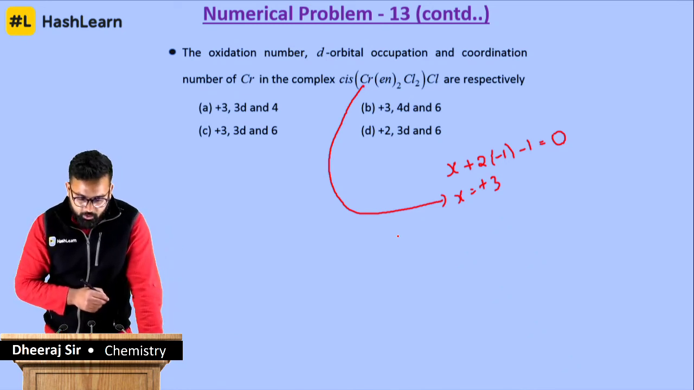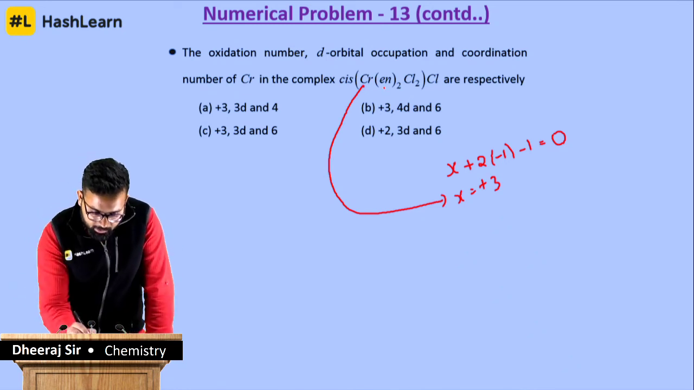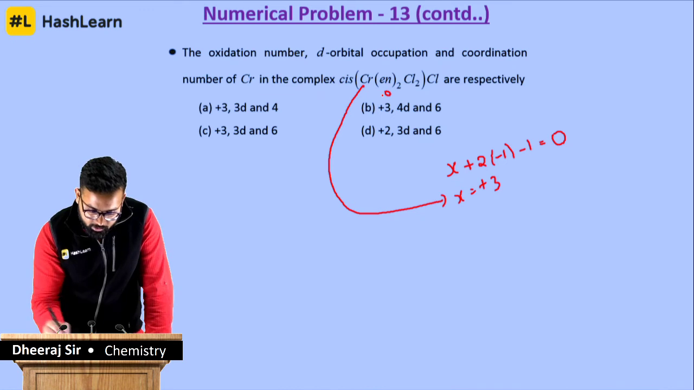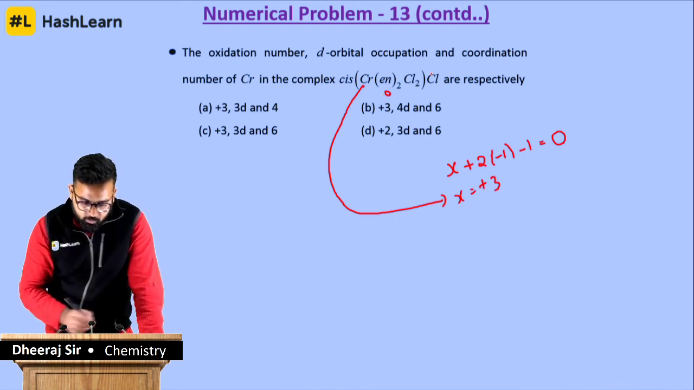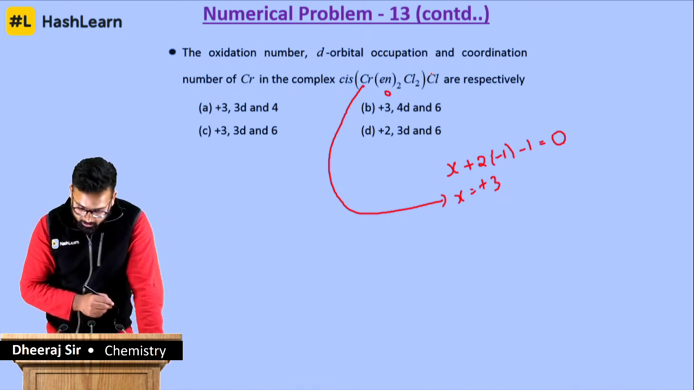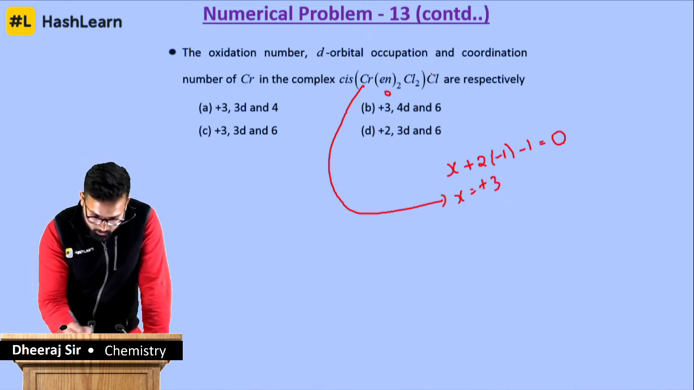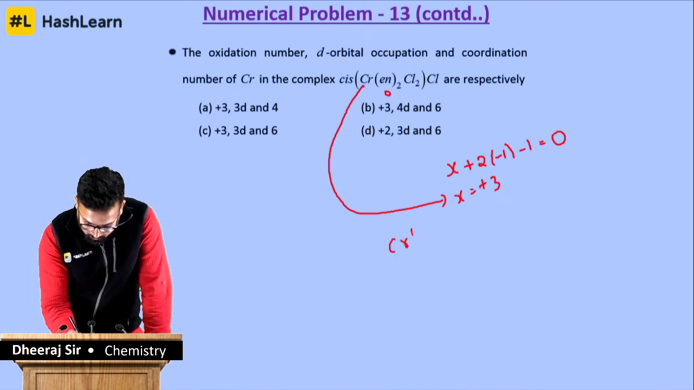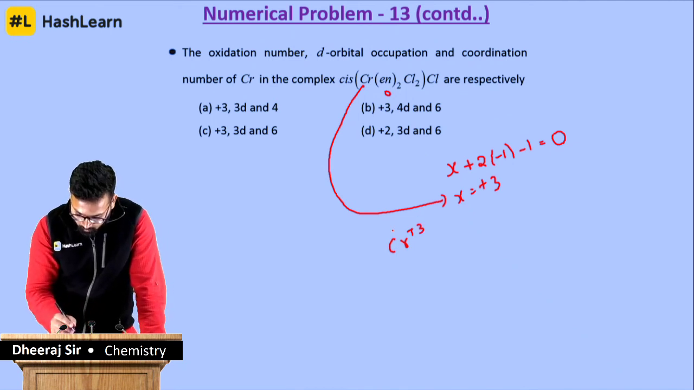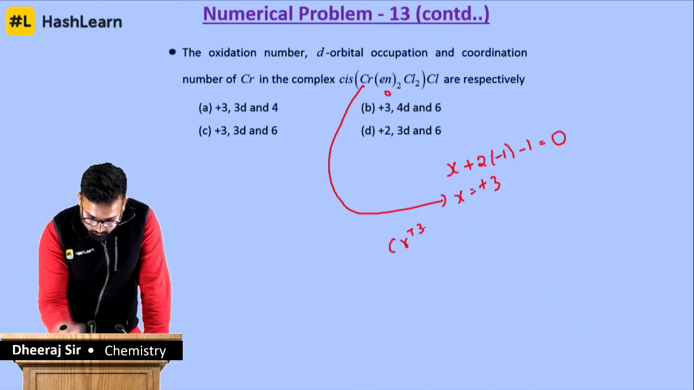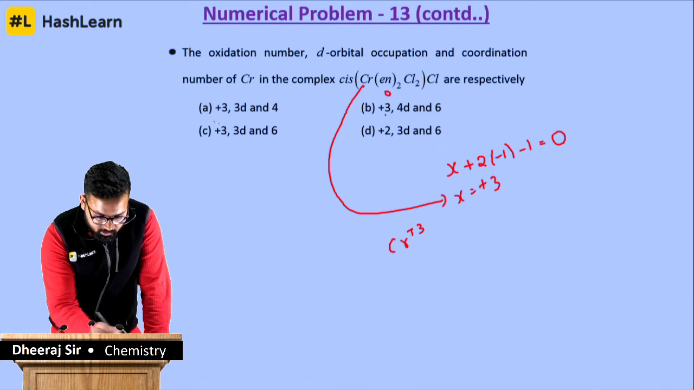So once I get to know that, it is simple. Ethylene diamine is 0. So chlorine is minus 1 into 2, and this is another chlorine which is minus 1. So chromium is in plus 3 oxidation state. This is plus 3, this is plus 3, this is plus 3, and this is plus 3. So this can be ruled out.